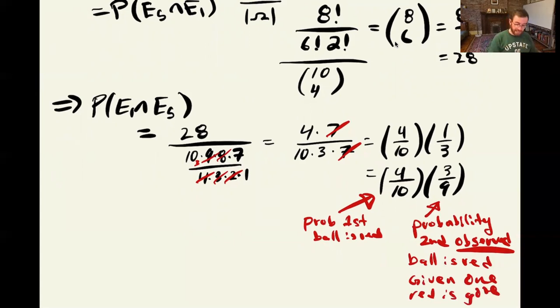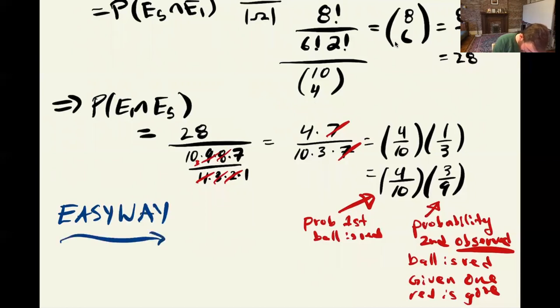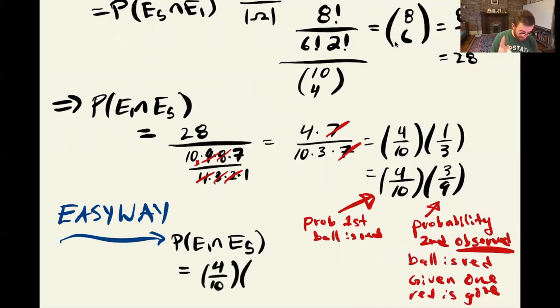And that kind of gets at exactly the easy way of doing this. So the easy way says something like, all right, if I want to know the probability of E1 and E5, meaning first ball and the fifth ball red, I just take the probability that the first observed ball is red, it's 4 out of 10, times the probability that the second observed ball is red. Well, I have to remove one ball, a red ball, and so that's 3 out of 9.